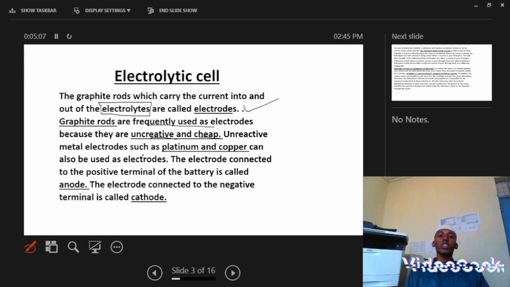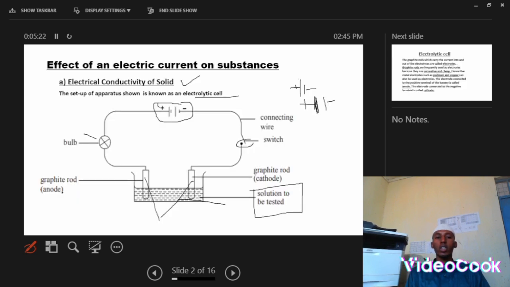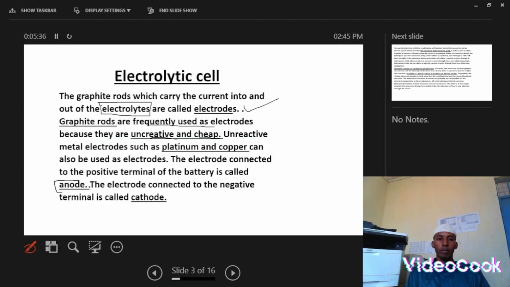Unreactive metal electrodes such as platinum and copper can also be used as electrodes. The electrode connected to the positive terminal of the battery is called the anode, while the electrode connected to the negative terminal of the battery is called the cathode. We see this electrode is connected to the negative terminal of the battery and we call it the cathode, while the electrode connected to the positive terminal of the battery is called the anode.